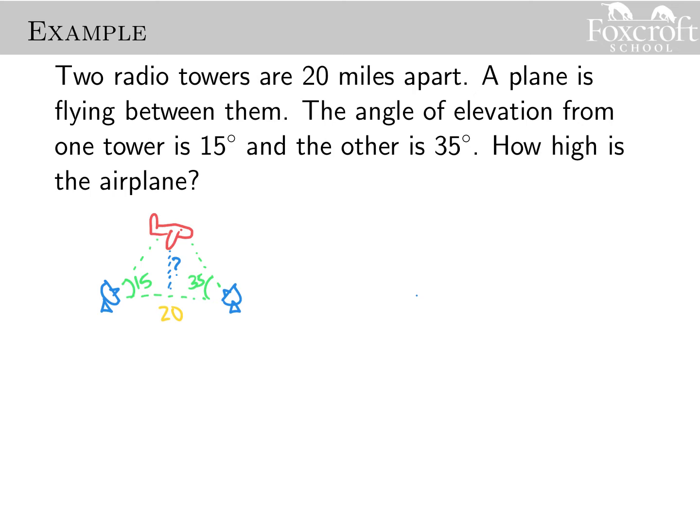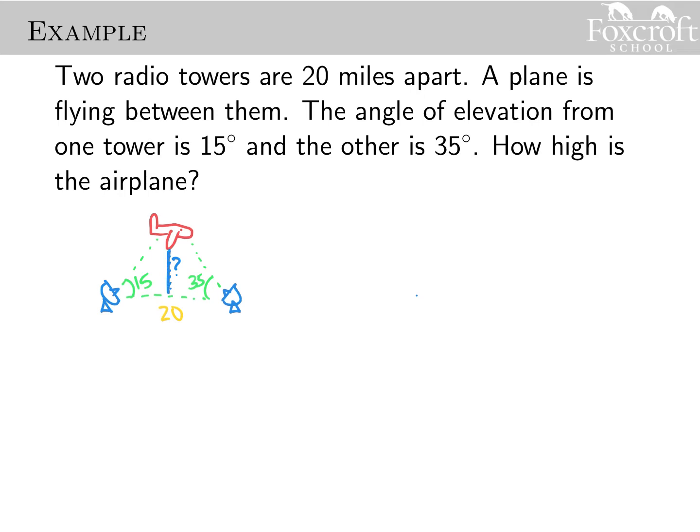All right, so here's the picture we have. We have these two radio towers. The angle of elevation, looking up, is 15 degrees for one. The other one looking up is 35 degrees. And those radio towers are 20 miles apart. And we want to know how high the airplane is. So how can we figure out this part of these triangles?